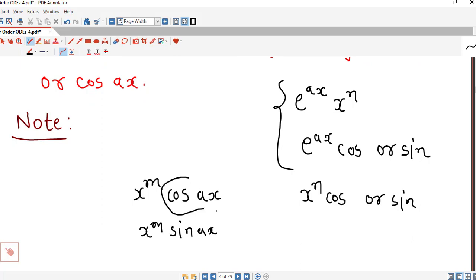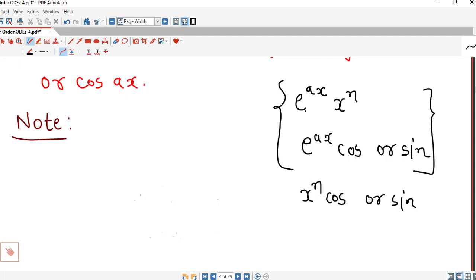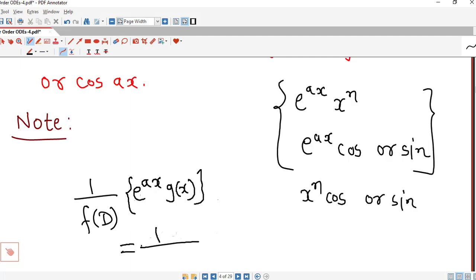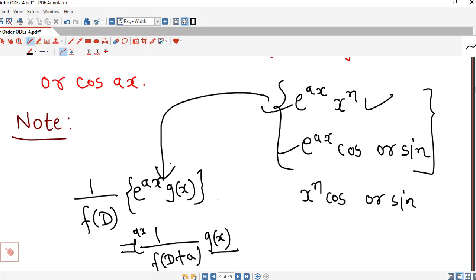So x raised to m into g(x), where g(x) can be either cos ax or sin ax. For products with an exponential we use the formula 1 over f(D) e raised to ax g(x) equals e raised to ax outside, times 1 over f(D plus a) applied to g(x). We replace D by D plus a in f(D). So if the exponential function is in the product, we will use this formula.